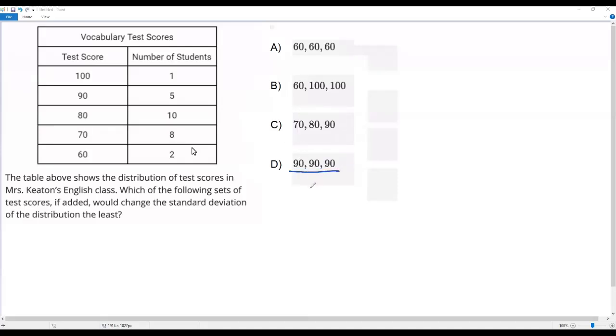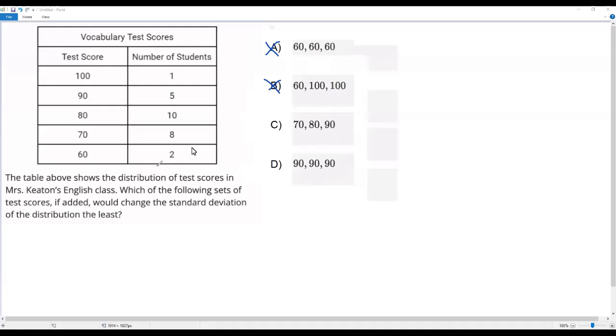In option D, we have 3 values, and all these 3 values, 90, 90, 90, are close to 80 only. So now it's very clear, option A cannot be correct, option B cannot be correct, because in option A and option B, when I add the set of test scores into the data, it will increase the standard deviation, because we'll have more values far from the arithmetic mean. So the standard deviation will be greater in value, because standard deviation measures how far the values in the data are getting deviated from the arithmetic mean.